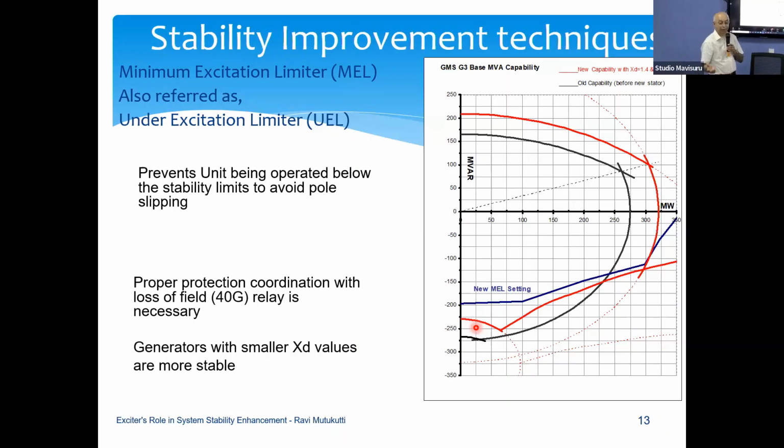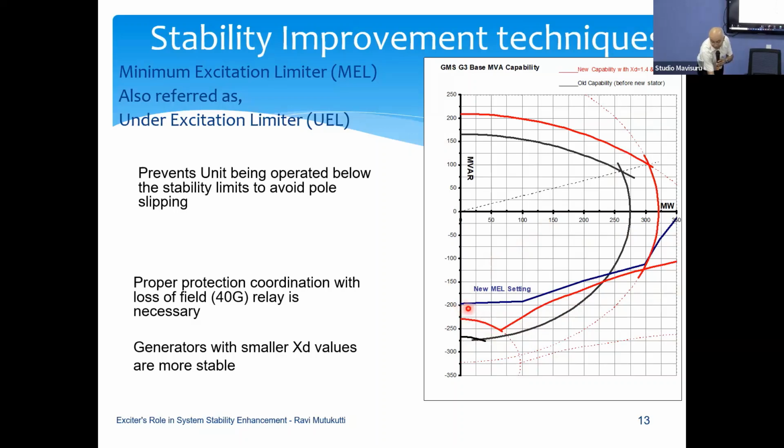So when we increased our MVA, we upgraded that generator. They went with the ohmic value rather than the per unit value. So they gave us a generator which has an XD value of 1.4. So we ended up with a really bad generator, which has a very limited capability curve, like this red one.